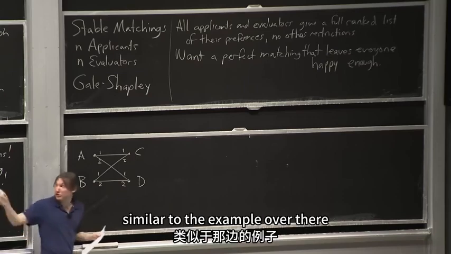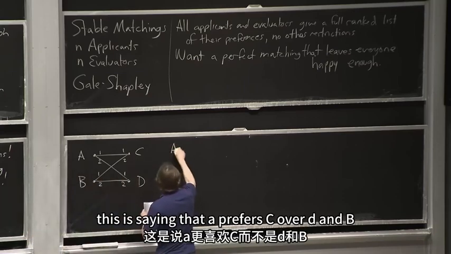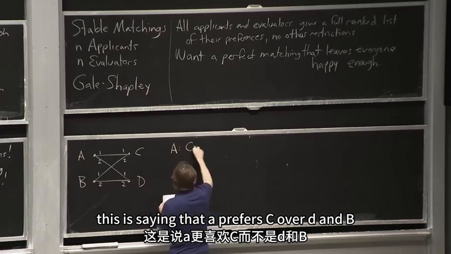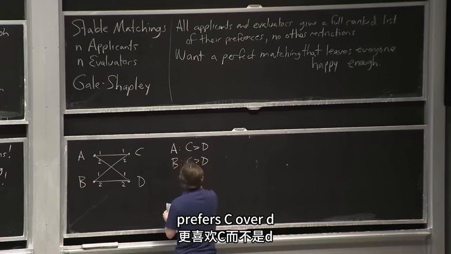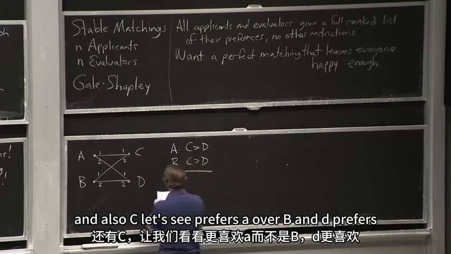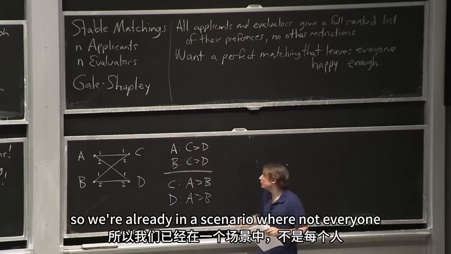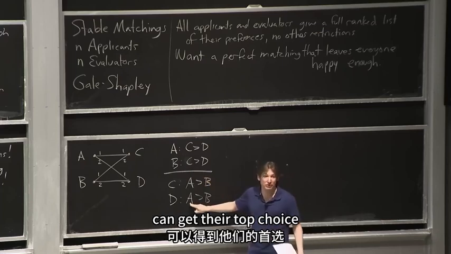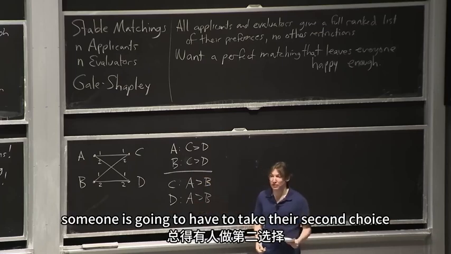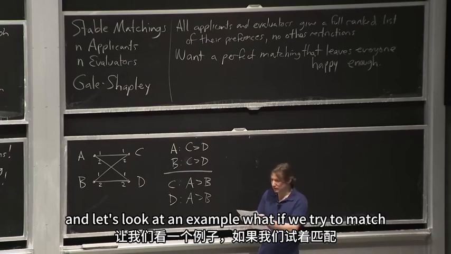If we write it out more similar to the example over there, this is saying that A prefers C over D, and B prefers C over D. And also C prefers A over B, and D prefers A over B. So we're already in a scenario where not everyone can get their top choice. Someone is going to have to take their second choice. And let's look at an example.